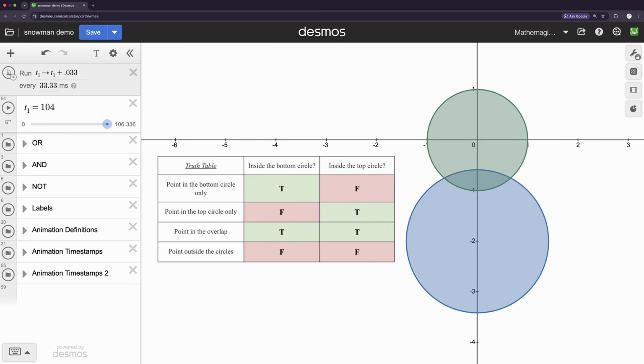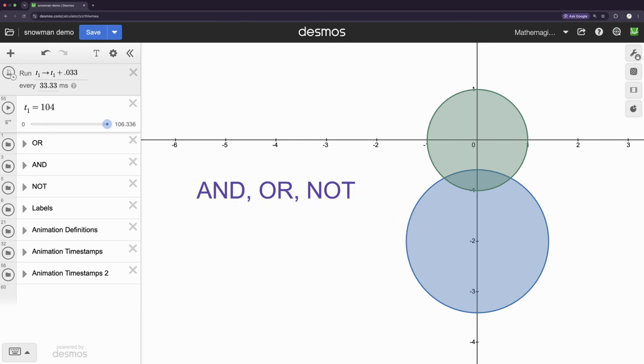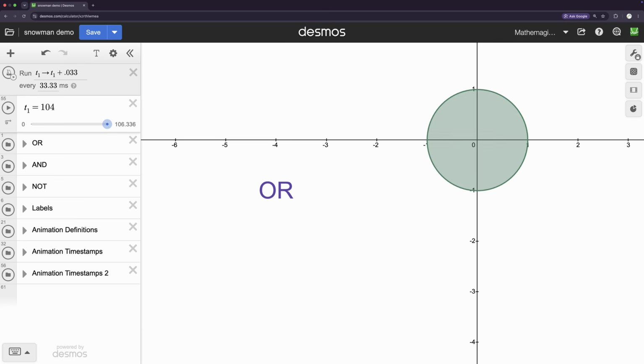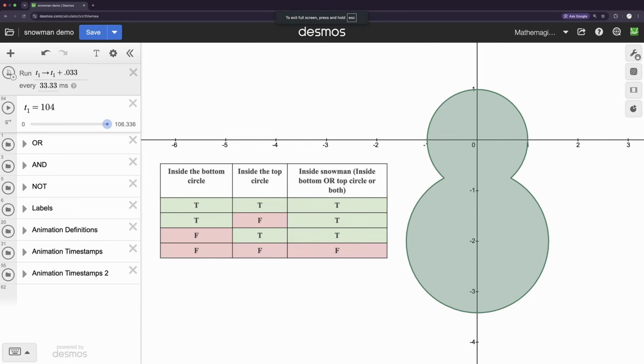Instead of yes or no, I'm writing T or F as true and false, because in mathematics, we use truth tables to understand logic. Now that we've set up our truth table, we can start to look at what are called logical operators. The ones we'll look at are known in common parlance as and, or, and not. To make our snowman shape, we'll start with or. A point belongs inside the snowman if it's in the bottom circle, or the top circle, or both. Take a look at the truth table that shows this.